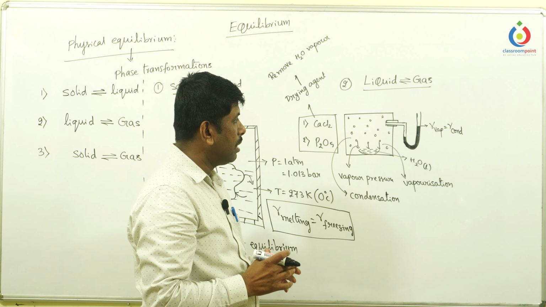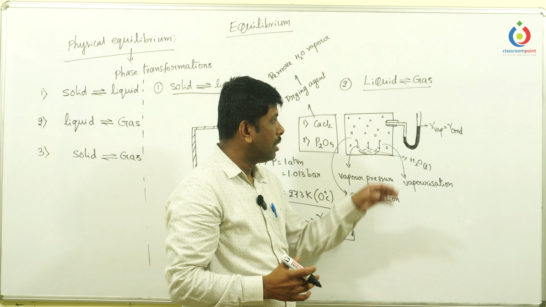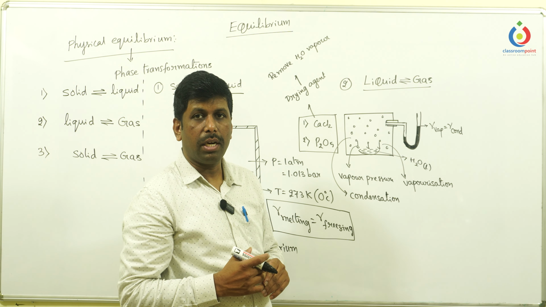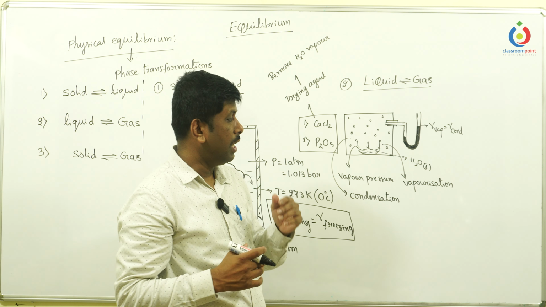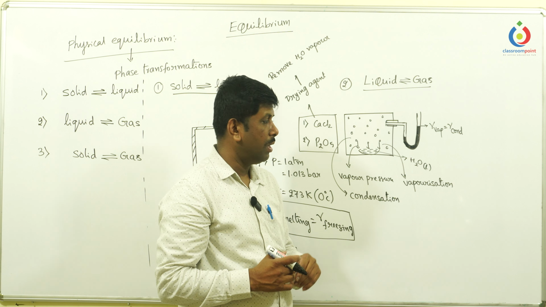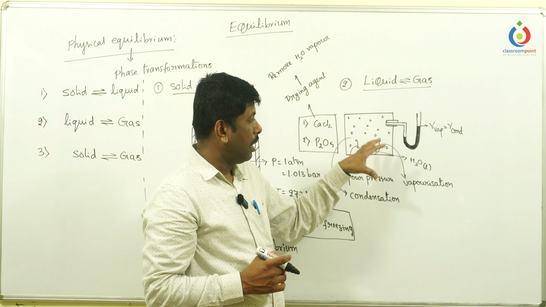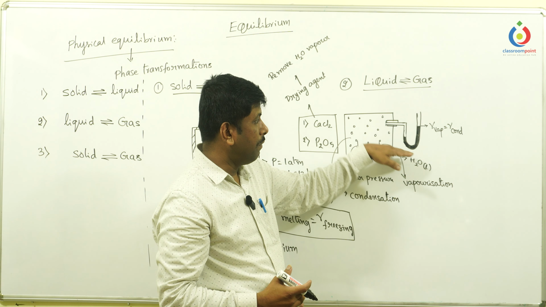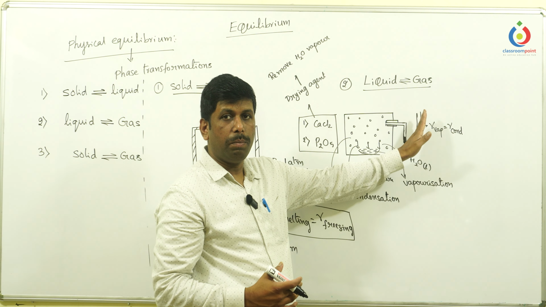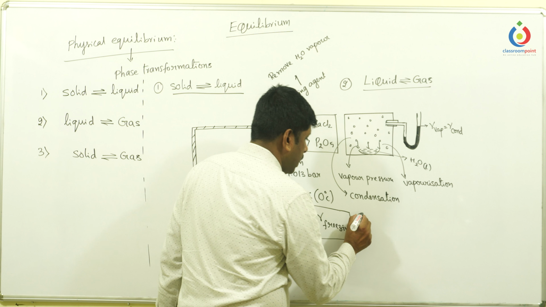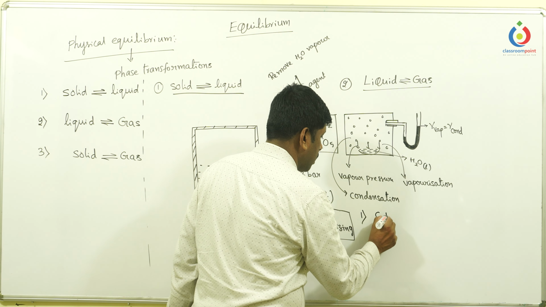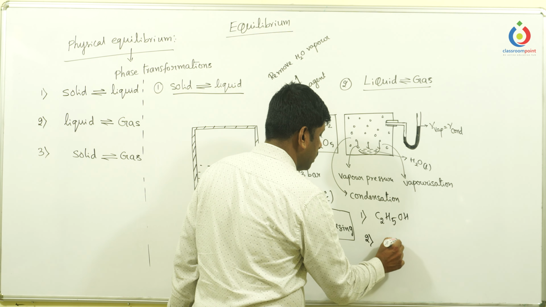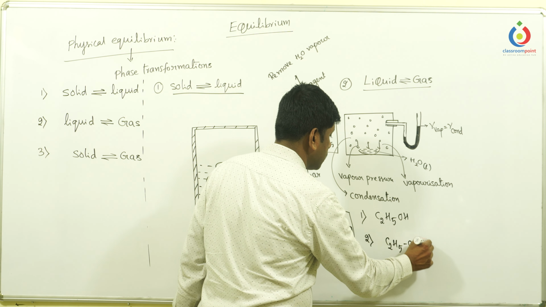So can we say that for all liquids, at the same stage, the rate of evaporation and condensation can be achieved? No, it depends on the type of liquid you take here. For example, if you take a more volatile liquid, it can create more vapor, so that the mercury level rises up more. So here, for example, if you take ethyl alcohol, and the second one diethyl ether in separate beakers.